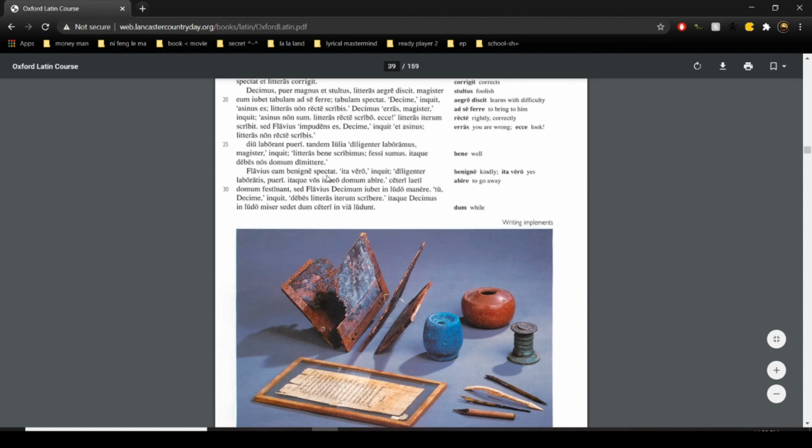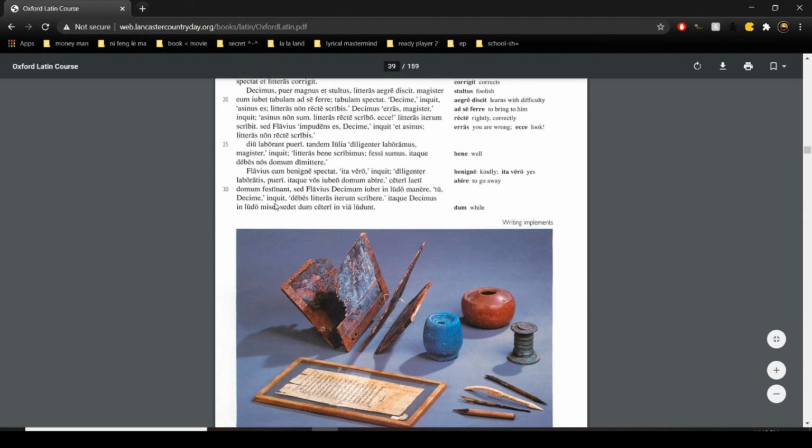Flavius eos benigne spectat. So Flavius looks at them kindly. Ita vero, inquit, diligenter laboratis, pueri. So he says yes. You are working hard, children, and so I order you to return home. Ceteri laeti domum festinant, sed Flavius Decimum iubet in ludo manere. So the others happily return home, but Flavius helps, or orders. Okay, this is a bad habit, but help is a different verb. So Flavius orders Decimus to wait in school.